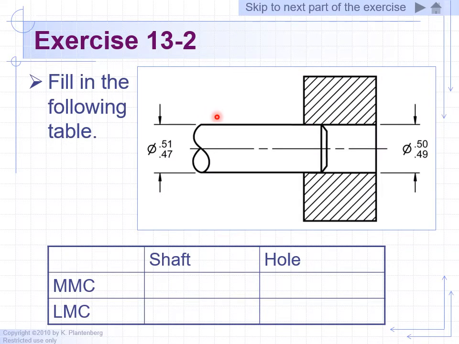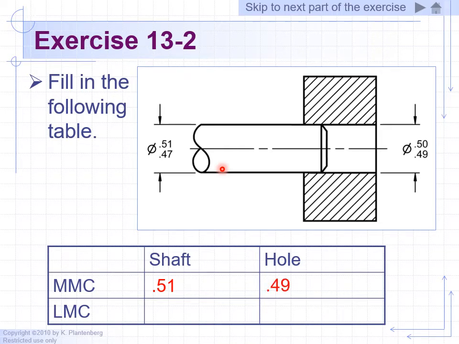Okay, let's first look at the maximum material condition for the shaft. So when will the shaft be at its maximum material? That's when it has the most material. In other words, it's when it's at its heaviest. So it's when it has a diameter of 0.51. That's the maximum diameter allowed. That's where it'll be at its most material and at its heaviest.